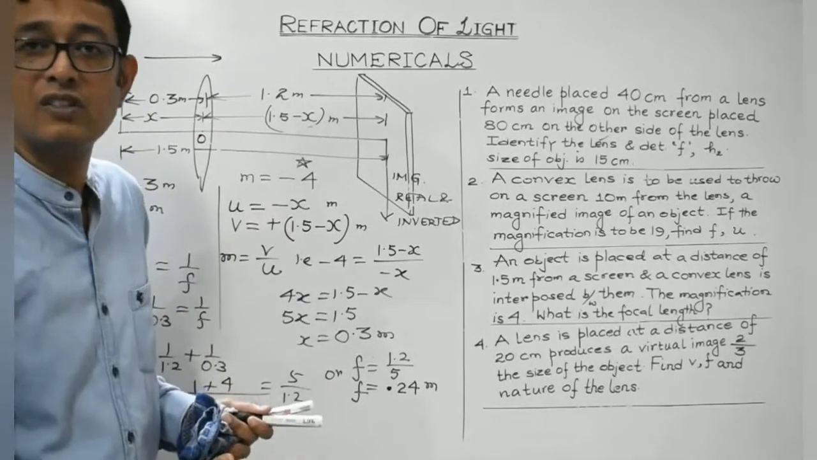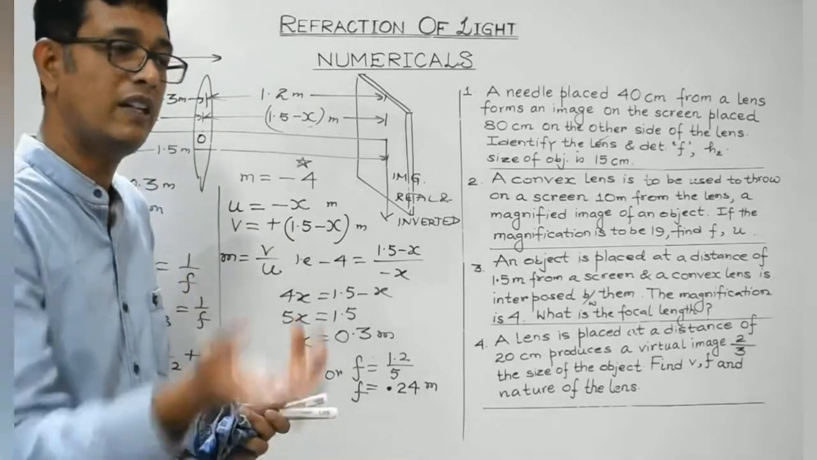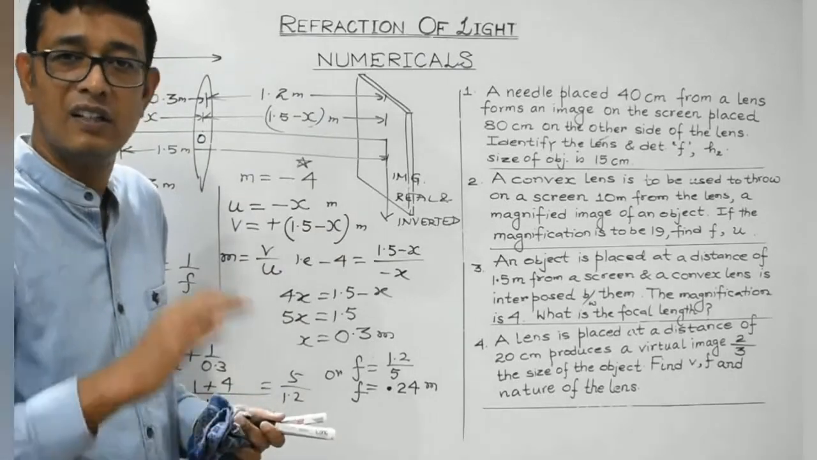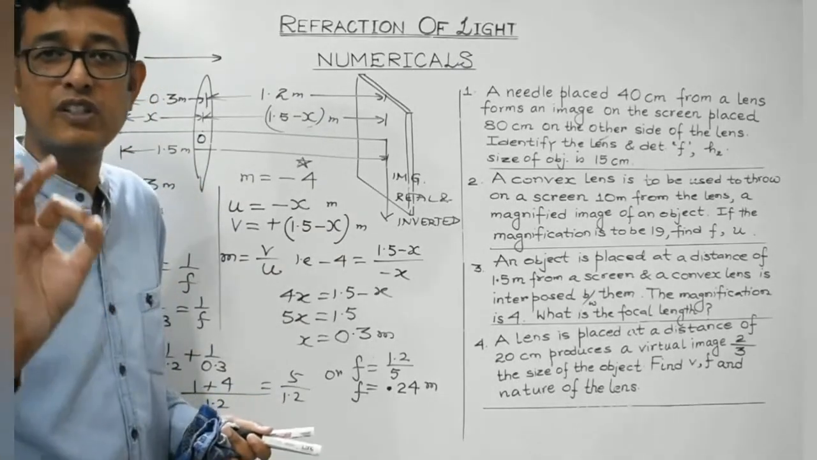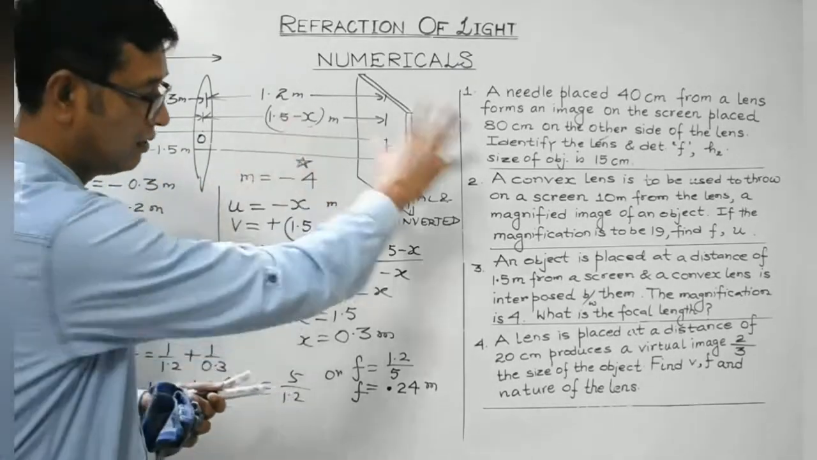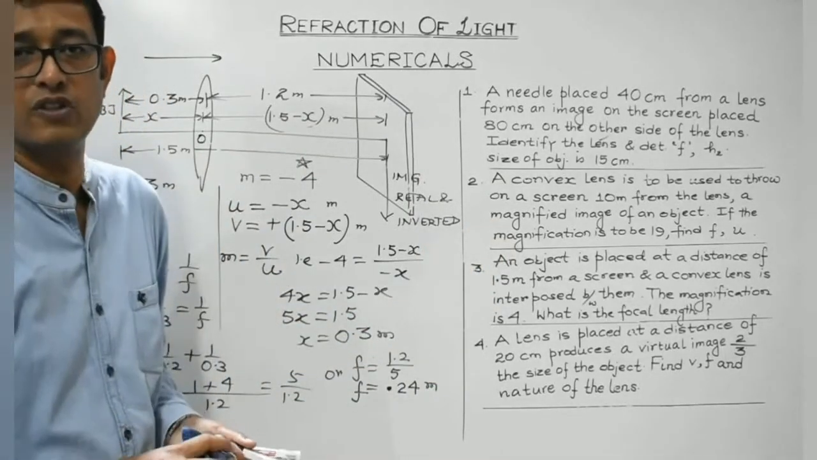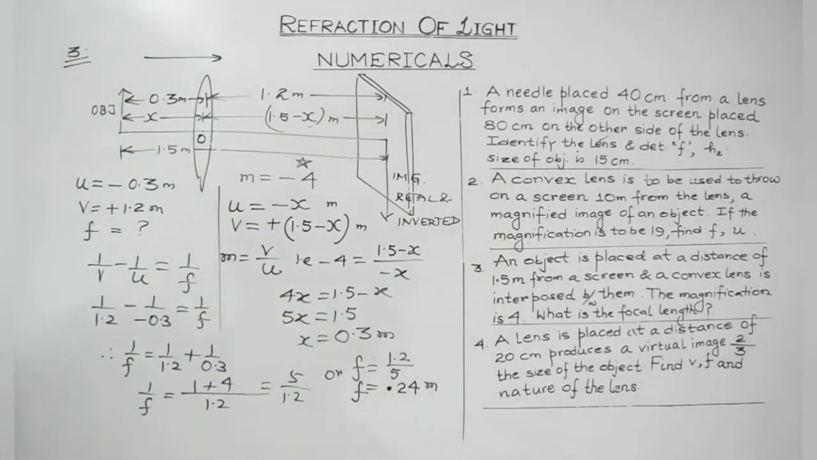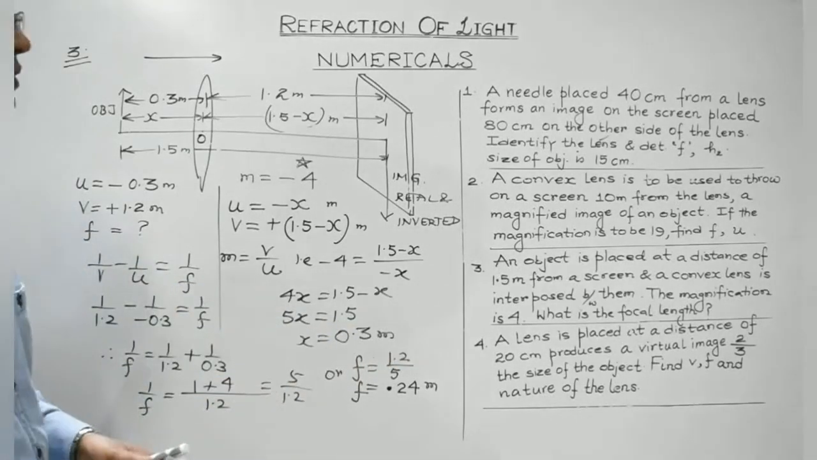When the image is real, it is to be assigned positive sign, when m is to be assigned negative sign. Right? These are all the points which need to be kept in your mind while solving these types of questions. Okay, so the third question is also over. Let's try the fourth one.